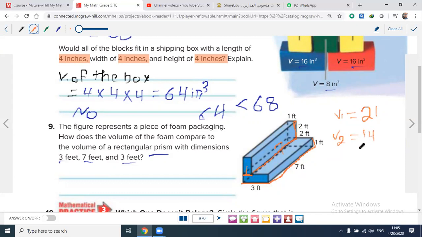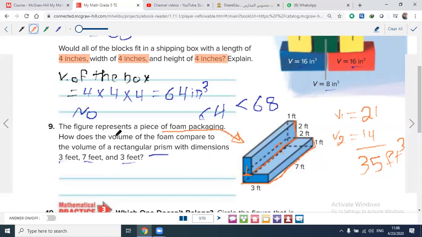And then I'll find the sum. 21 plus 14 is 35 cubic feet. So the answer is 35. Just now I found the volume of the foam.